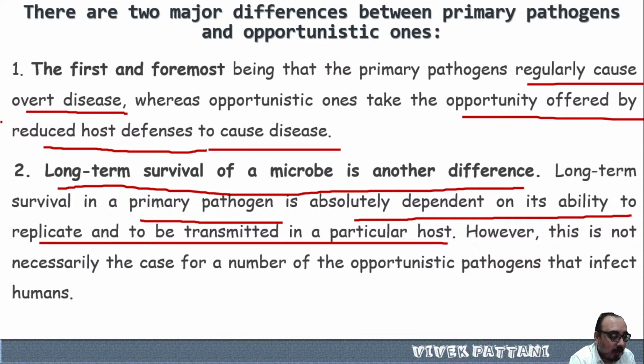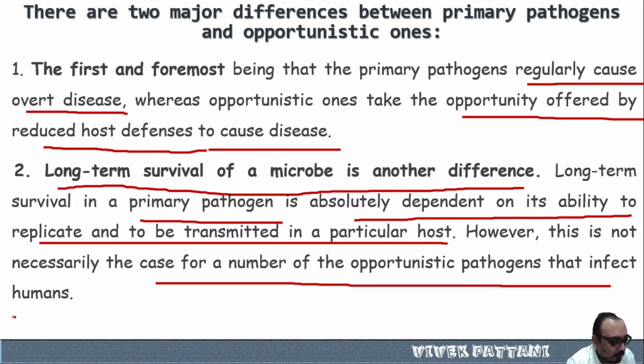Whereas in the case of an opportunistic pathogen, it may differ from the number of pathogens that infect humans. For example, E. coli basically resides in a human for a very long time. But it may not cause a disease for a long time. There are higher chances of it causing disease when the host immune defense systems are lowered. In that case only, it is going to cause a disease.